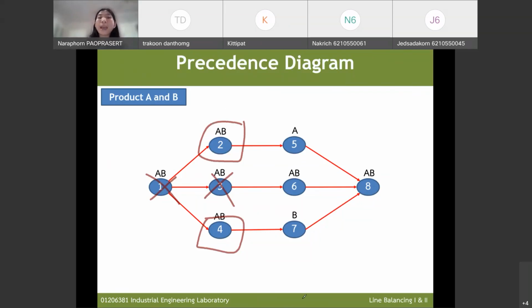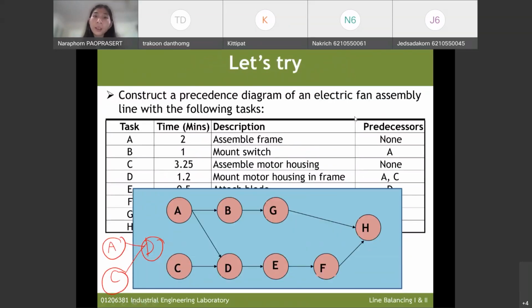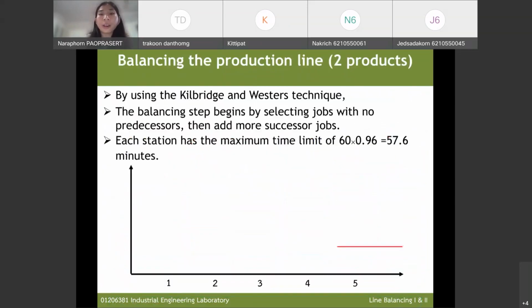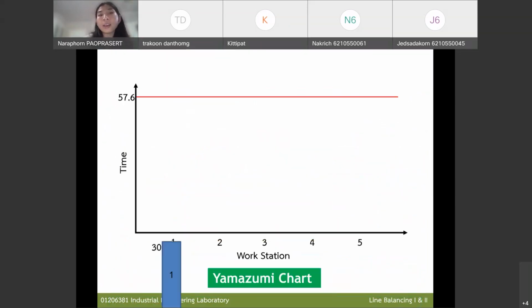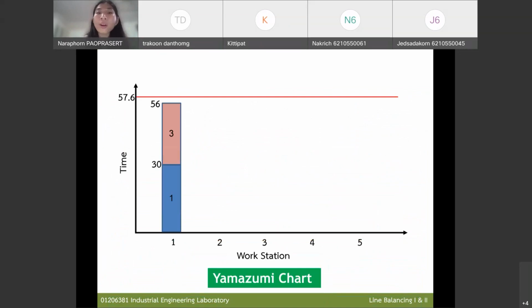So let's go back to the chart. If you go back to the chart, you can see that there's no right or wrong here. You can select either 2 or 4. In this example, I selected 2. Once you've selected 2, you can select 5, because 5 is waiting for 2.